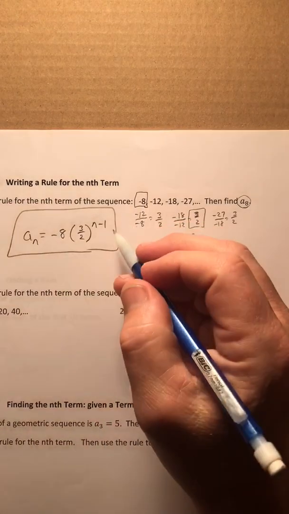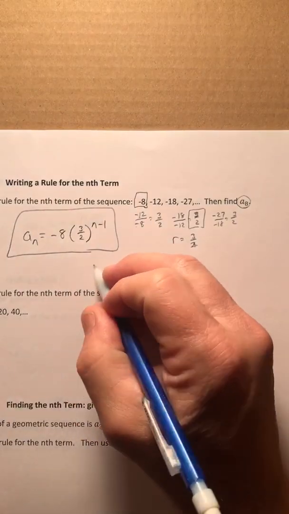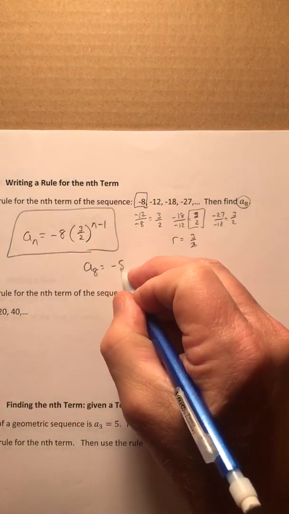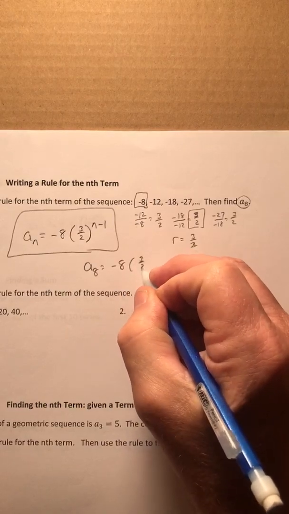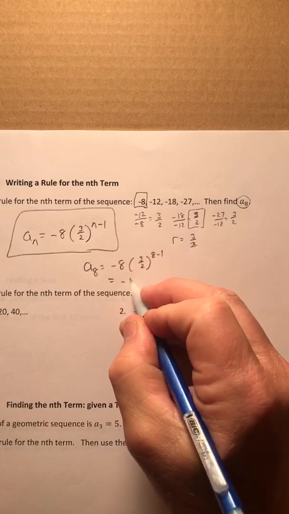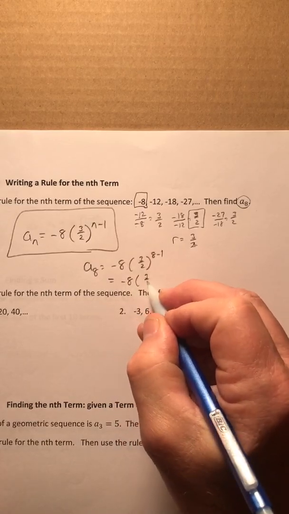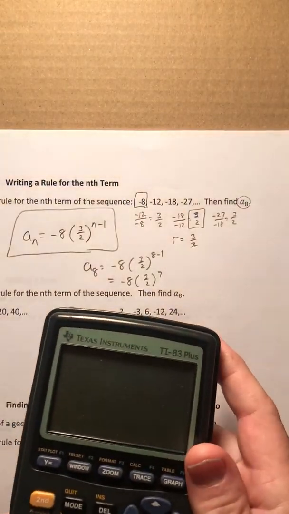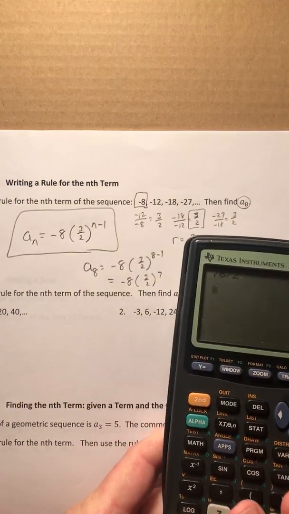All right, and that just means that to get A sub 8, we plug an 8 in there. So we got negative 8 times 3 halves to the 8 minus 1 power. So that gives us negative 8 times 3 halves to the 7th power. And again, I'm just going to use the calculator for that one.